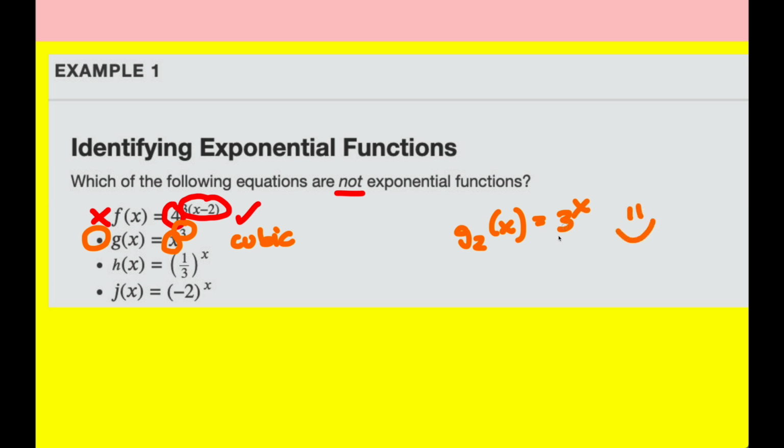Okay, because it's 3 to the x. It's got a positive base that's not 1, and the exponent is x. So that would be exponential, but this original g is not, so that's what we're looking for, is the not, so that bullet point will work.